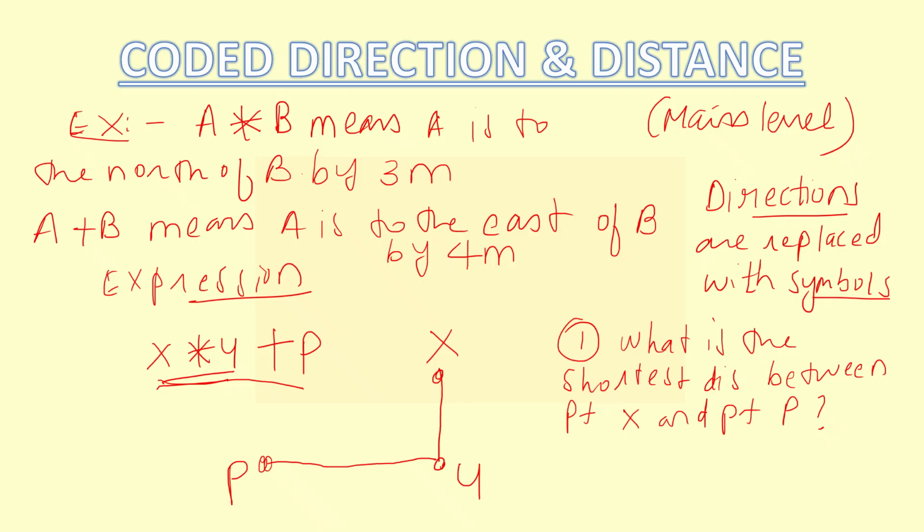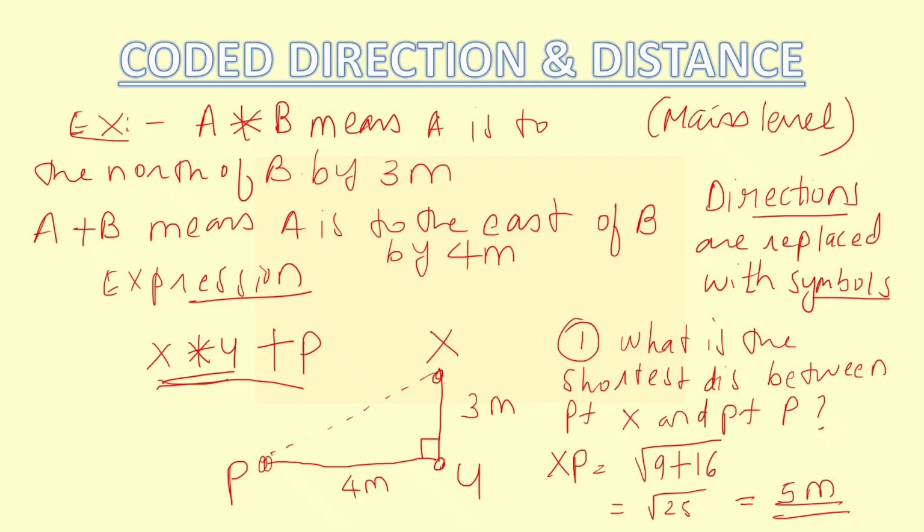So here you can use the Pythagoras theorem in order to find the shortest distance. Here is your right angle triangle. X and Y distance is 3 meter and P and Y distance is 4 meter. So here you need to find out XP distance. So it will be root of 3 square, that is 9, plus 4 square, that is 16, so that comes to 25. So the answer will be 5 meter. So the distance between X and P, that is the shortest distance, will be 5 meter.